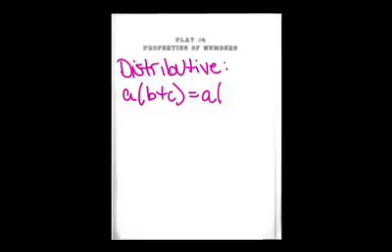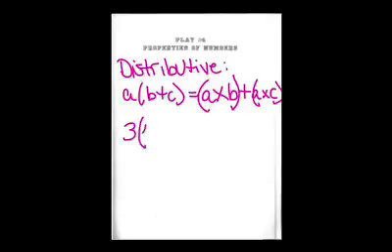Distributive property, and let's write the example that I had before. A times the quantity B plus C equals A times B plus A times C. I like to keep parentheses around the two products to make it neat. Let's look at it with numbers. 3 times the quantity, 4 plus 5.